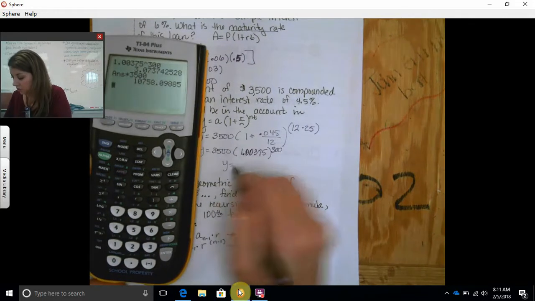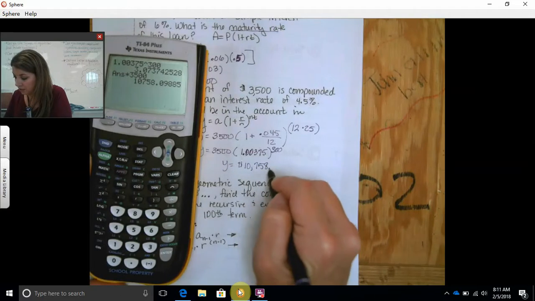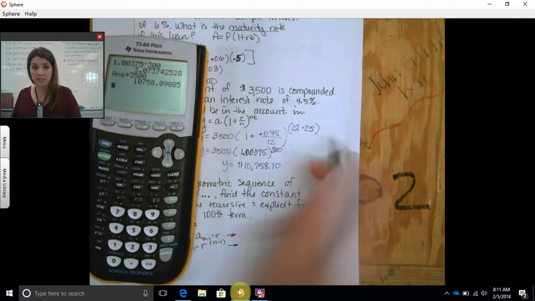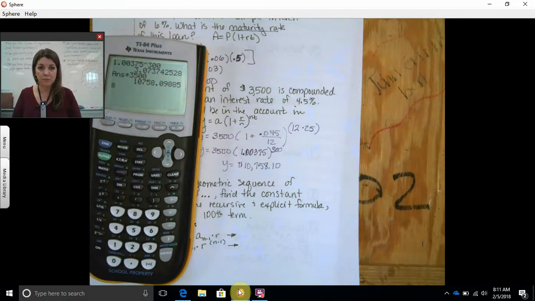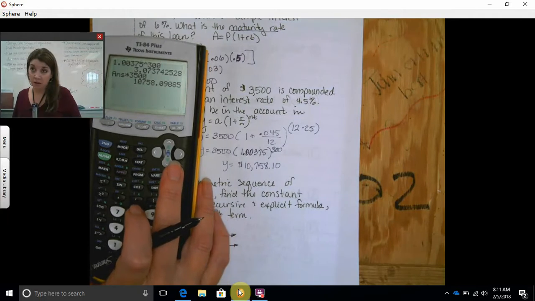So Y equals $10,758, and if we round that, would be 10 cents. Is that what y'all got? I just got 0.9 at the end. I didn't round it to 10 cents. Okay, I wouldn't count it wrong, but that's not rounded correctly. Oh, no. But I wouldn't count it wrong.